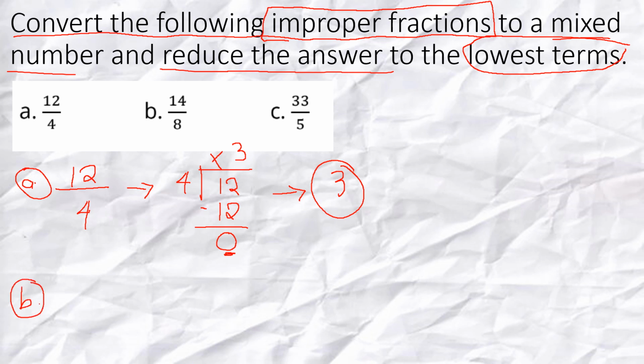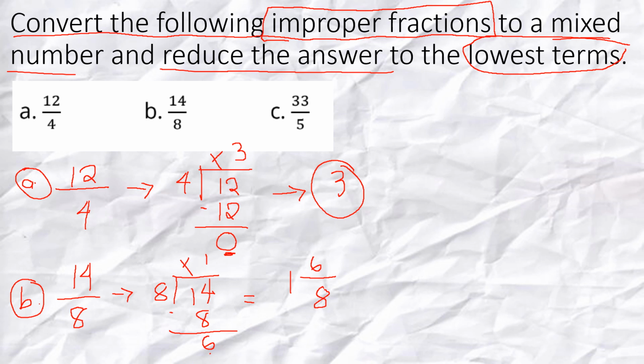Letter B, 14 over 8. To change this, we need to divide 14 by 8. So 14 divided by 8 is 1. 1 times 8 is 8. 14 minus 8 is 6. So therefore, we have 1 whole and 6 over 8. Take note that the quotient is the one that is written as our whole number, while the remainder is our numerator, and then just copy the denominator.